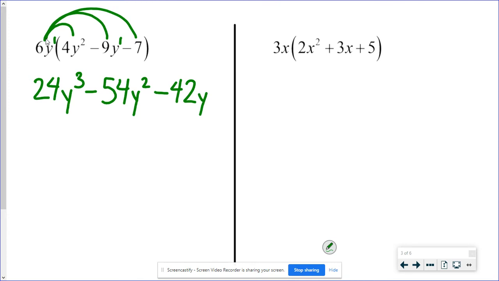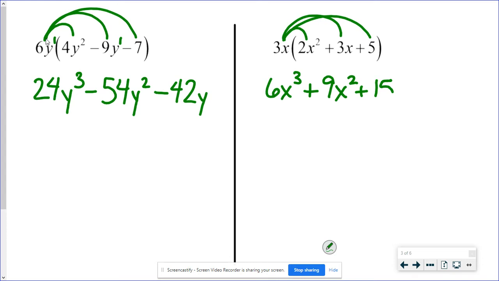In the second example, very similar, 3x times 2x squared would be 6x to the third. I didn't put the 1 on the x this time, but you know that it's there. Plus, 3 times 3 is 9, then we'll have an x squared, and 3x times 5 is 15x. And again, in both of these problems, the exponents don't match on the variables, so I can't combine anything else. I had a trinomial on the inside of the parentheses. I'm going to end up with a trinomial in my answer.